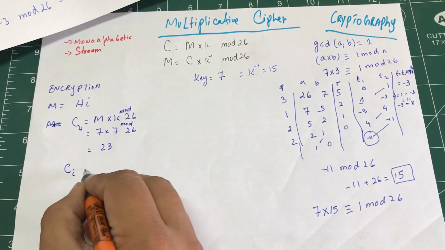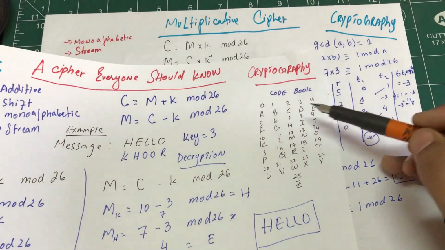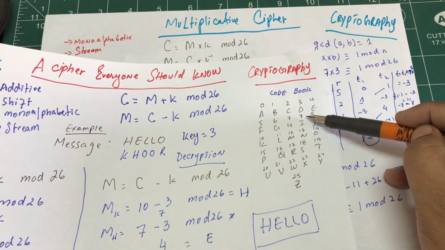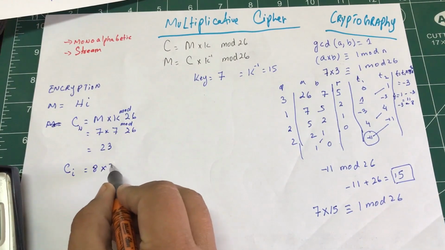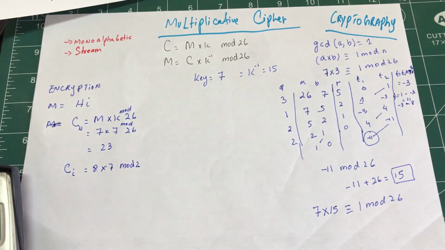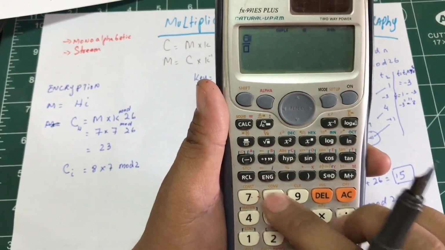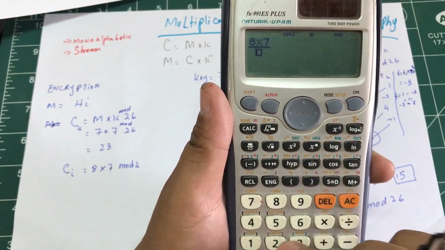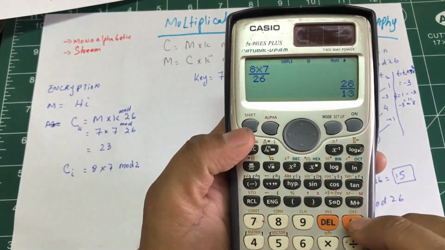Let's do I. According to our code book, I has a value that we have assigned, which is actually 8. All right, so 8 multiplied by 7 mod 26. So 8 times 7 I think is 56. So let's do this: 8 multiplied by 7 divided by 26. That should give me 28 over 13.